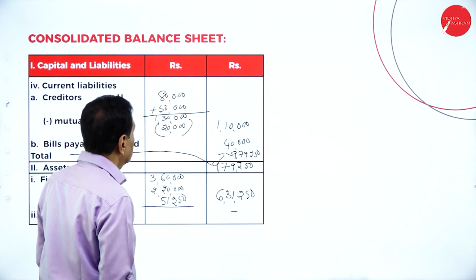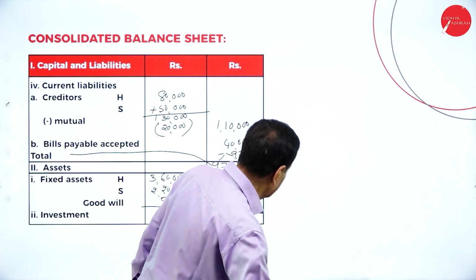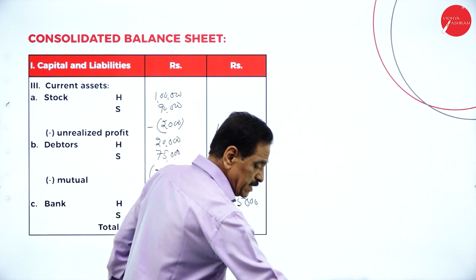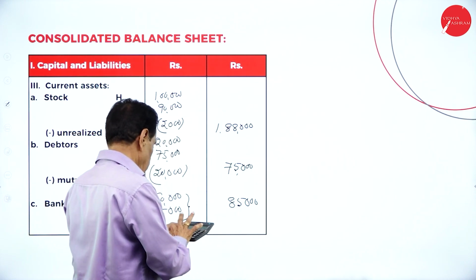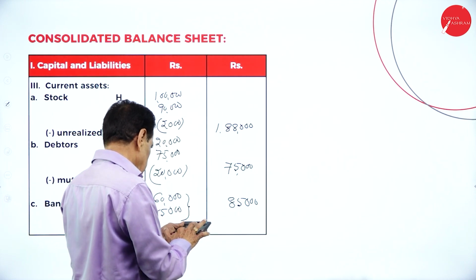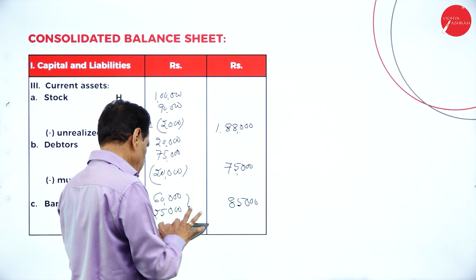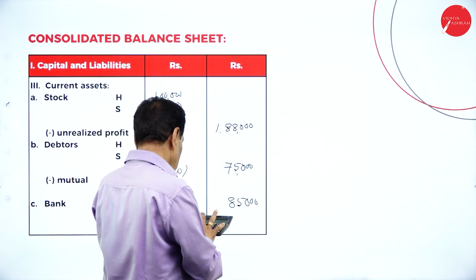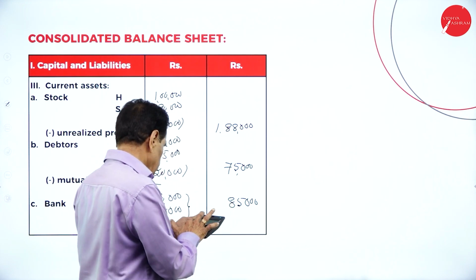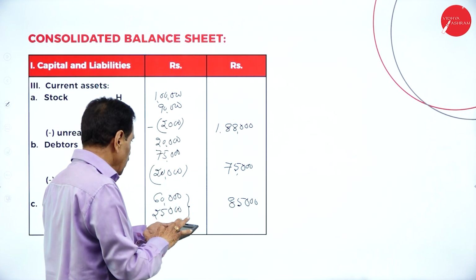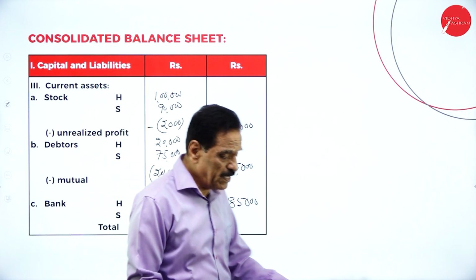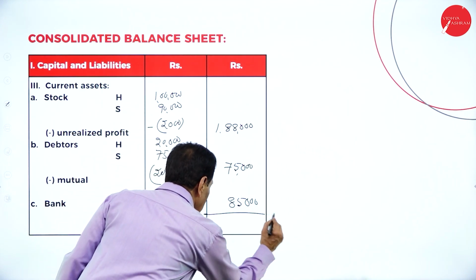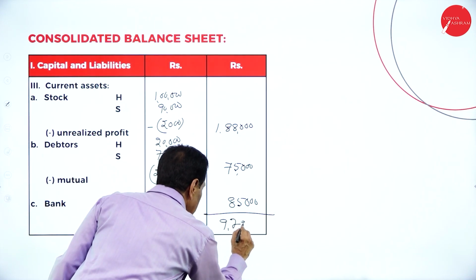So we'll add the figures: 6,31,250 plus 1,88,000 plus 75,000 plus 85,000 is 9,79,250. It will tally. 9,79,250.